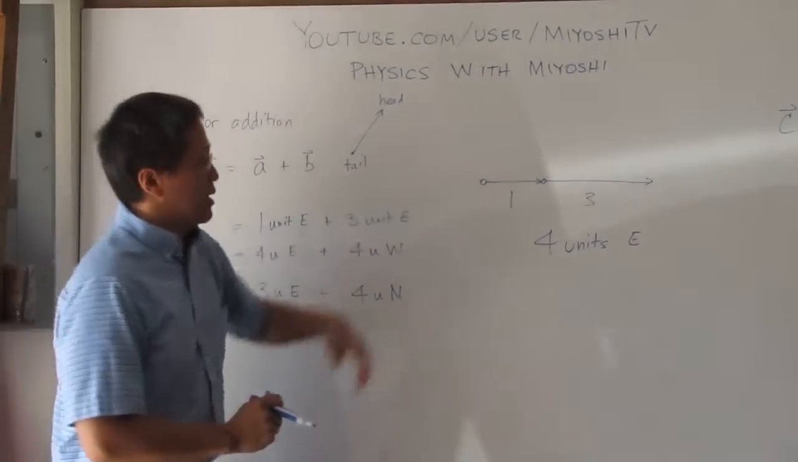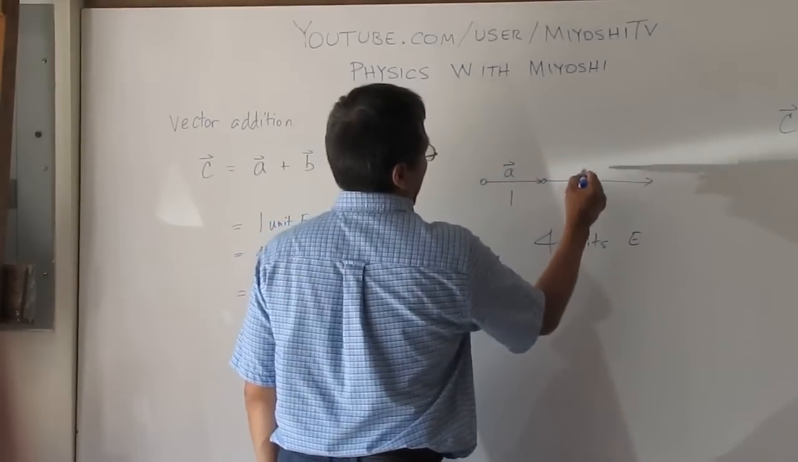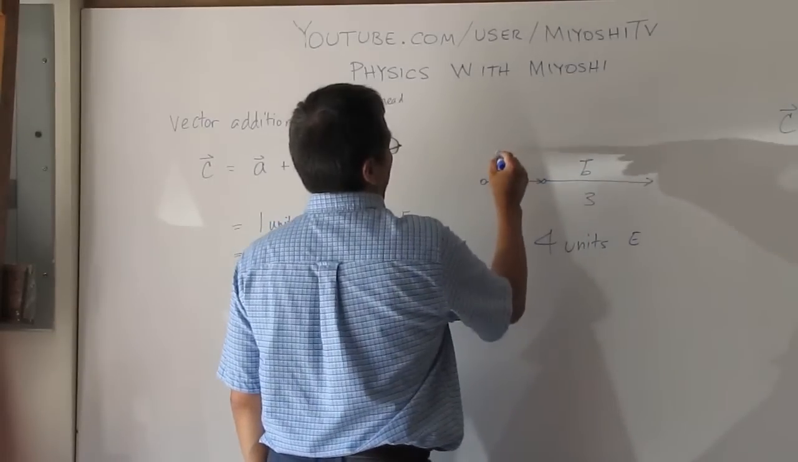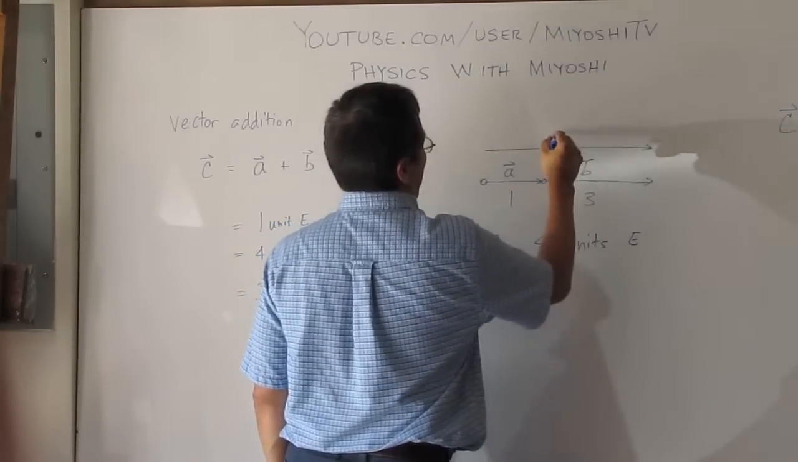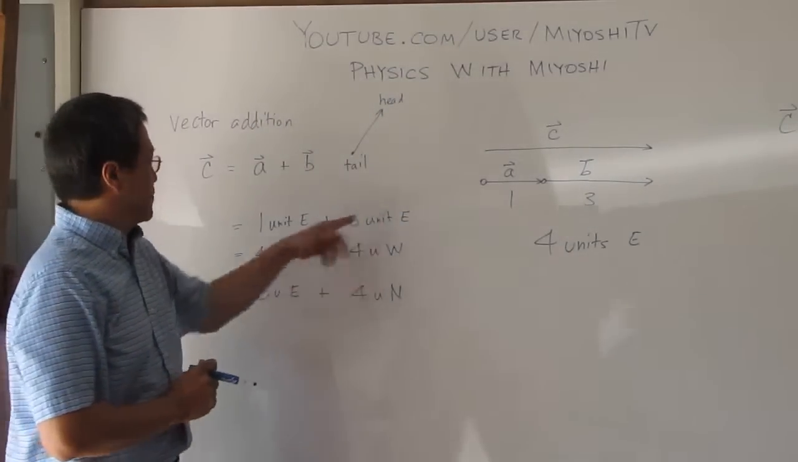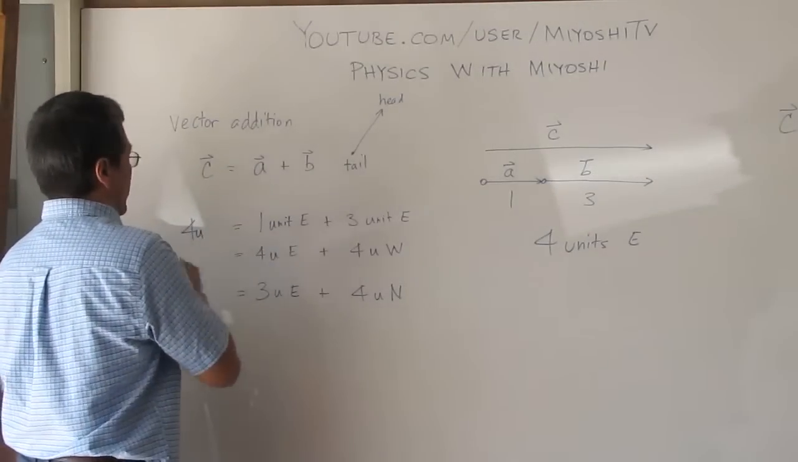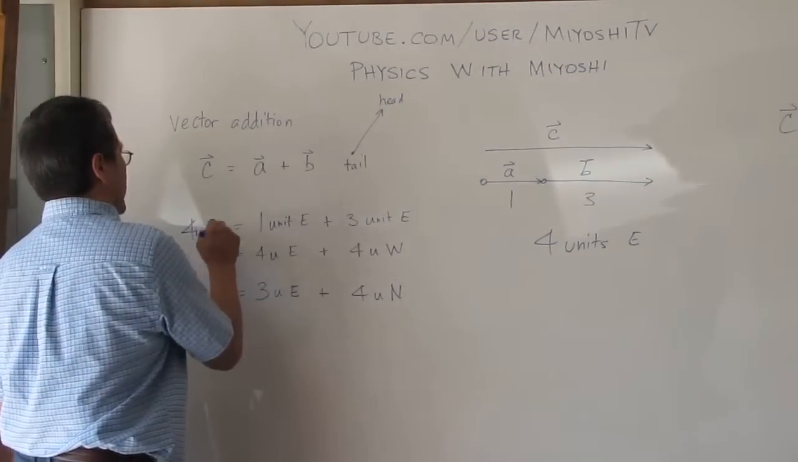And that's what we call the result, the resultant vector. So A, B, and my C is just this resultant vector that is 4 units. Okay? So that would be this first one. And I'll just use U for units, and then I'll have 4 units east.